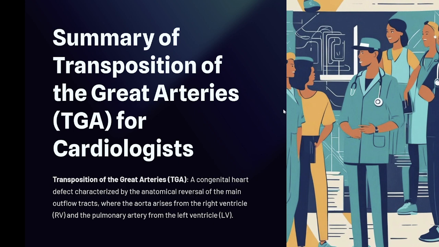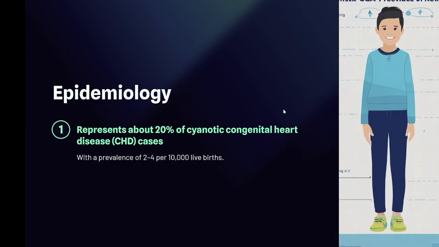Summary of transposition of the great arteries, TGA, for cardiologists. Overview. Transposition of the great arteries, TGA, is a congenital heart defect characterized by the anatomical reversal of the main outflow tracts, where the aorta arises from the right ventricle, RV, and the pulmonary artery from the left ventricle, LV. Epidemiology. Represents about 20% of cyanotic congenital heart disease, CHD, cases with a prevalence of 2 to 4 per 10,000 live births.